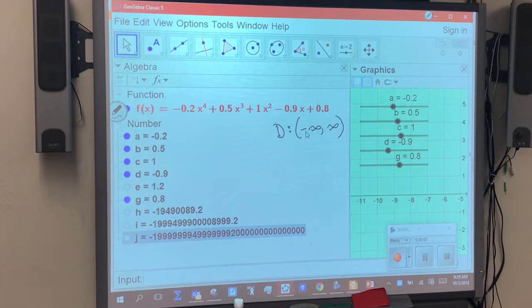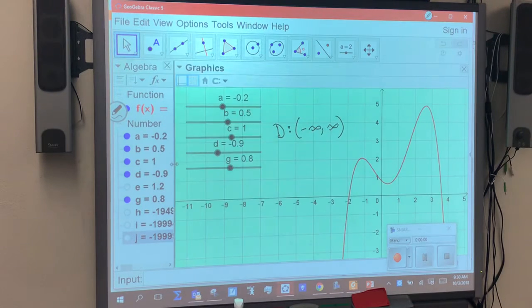Everything else that is polynomial has an all real number domain. Is that okay? That's a fact that's going to help you do some of your homework tonight, maybe a little bit more efficiently. All right, so now let's talk about our range.